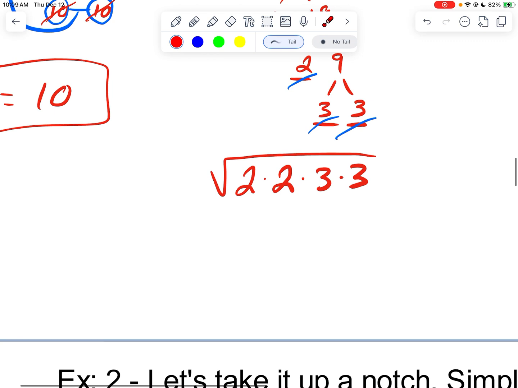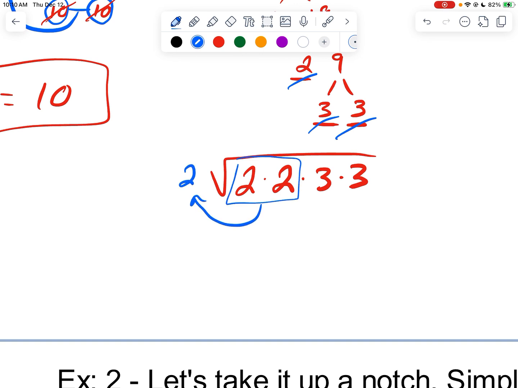And once again, in order to take it and write it on the outside, I have to have a pair of those numbers. So I have a pair of 2s, so I'll take it out to the outside. I also have a pair of 3s, I'll take it to the outside. And the only reason I'm writing it one time on the outside is because remember, you're doing a square root of 2 times 2, which means the square root of 4, which means that we only have the 2. So if it's a pair underneath the radical, we can take it out from underneath that square root symbol and only write it once.